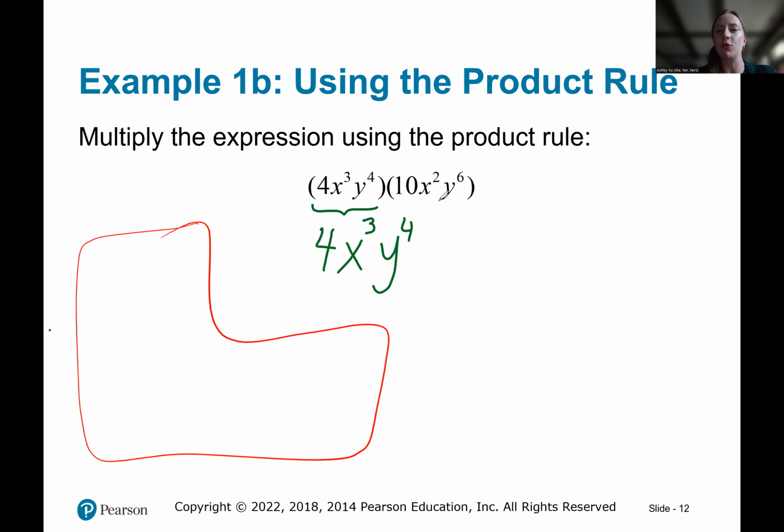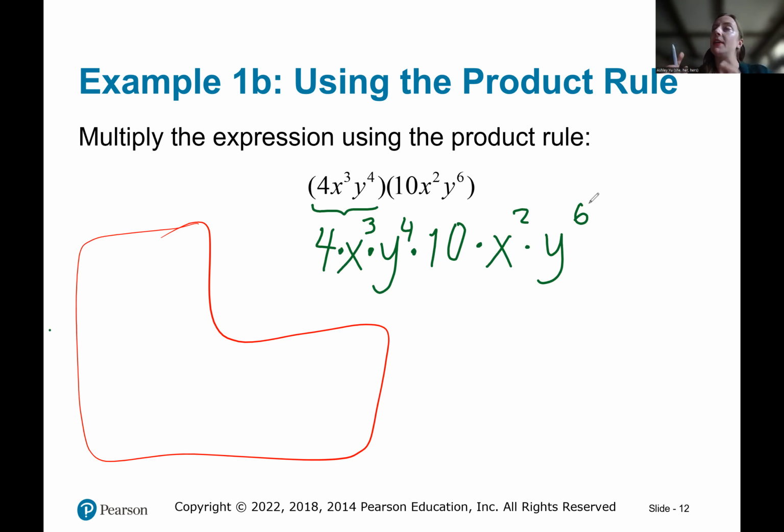There's not really anything I can do. It's not like order of operations. I can't do anything inside the parentheses because I don't know what x or y are. So I can think of these as all multiplying together: the 4, the x to the 3rd, the y to the 4th, the 10, the x to the 2nd power, the y to the 6th.